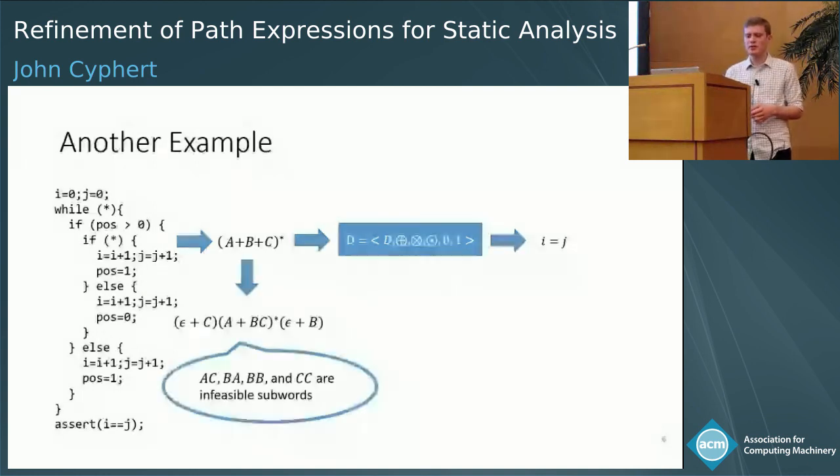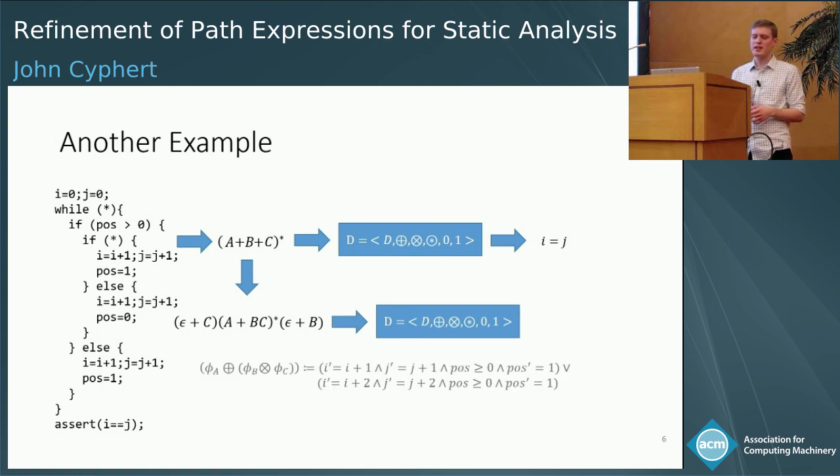However, it's also the case that the subwords AC, BA, BB, and CC are infeasible in this original program. So what happens here, if we take this alternative path expression and feed it into our semantic algebra, is we're going to get some formula like this when we get ready to evaluate the star. Unfortunately, here we have 2 disjuncts, and on one disjunct, i and j go up by 1, and in the other disjunct, i and j go up by 2. So when we abstract to the octagon, we're going to lose the precise information about what happens to i and j.